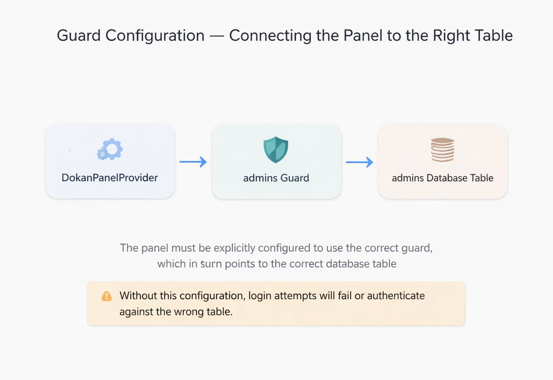The fix here is to explicitly configure the Dokkan panel provider to use the admins guard. Think of it as a chain. The panel needs to know which guard to use, and the guard knows which database table to look at for authentication. If the panel is using the default web guard, it will look in the users table and won't find the admin credentials. By pointing it to the admins guard, it correctly checks the admins table. This is a crucial configuration step that must be done before the admin login will work as expected.